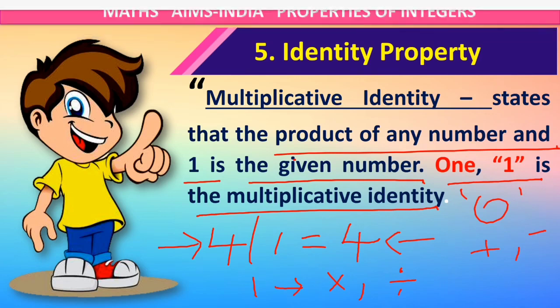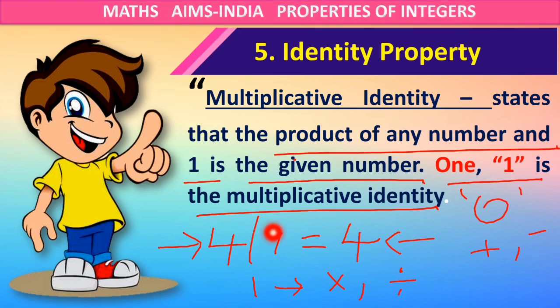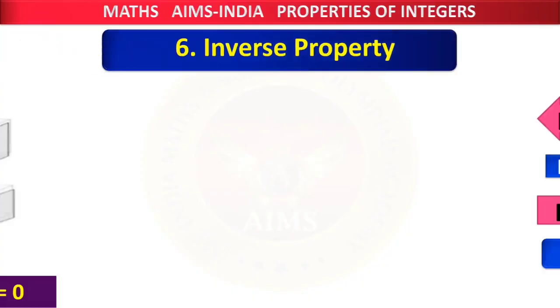Identity property states that when we add, subtract, multiply or divide a number, then the answer should also be the given number. When we add or subtract 0 from a given number, we get the number only. So 0 becomes the identity for addition and subtraction. When we multiply or divide a certain number with 1, we get the same number as the answer. So 1 becomes the identity for multiplication and division. Clear, class? Okay. The next property is the inverse property.